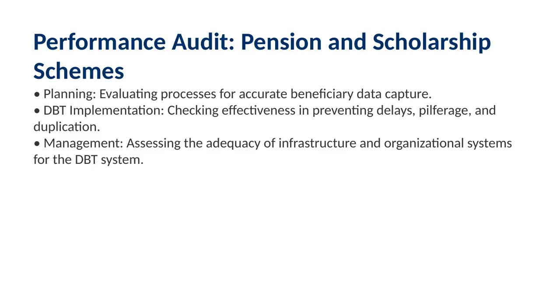Moving on to performance audits. Imagine C&AG is auditing Social Security pension and scholarship schemes in a state. What would the objectives be? We would look at three main things. First, was there proper planning and a process in place to accurately capture beneficiary data? Second, were the steps for implementing direct benefit transfer, or DBT, effective? Specifically, did they prevent payment delays, pilferage, and duplication? And third, were the overall infrastructure, organization, and management of the DBT system adequate and effective?